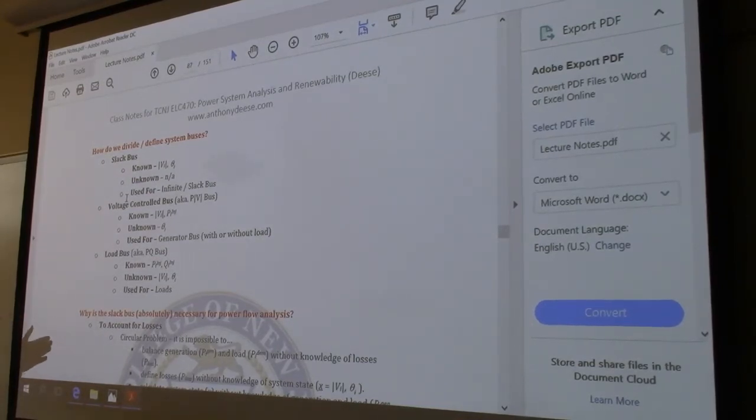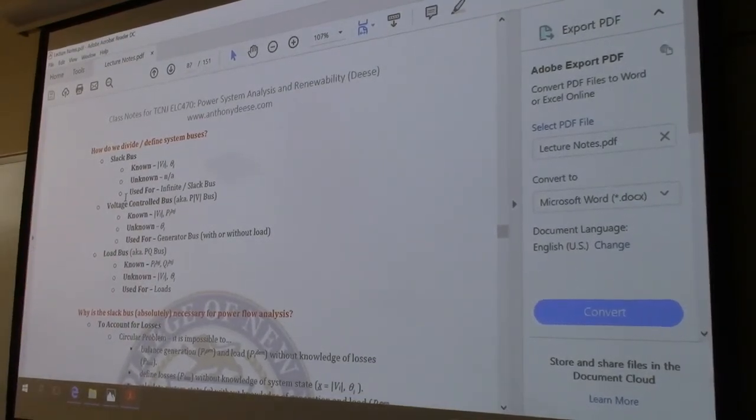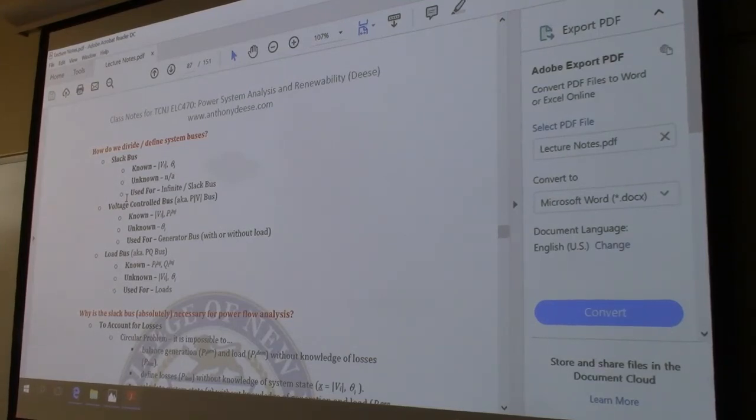So the number of unknowns in the system will be equal to the number of PV buses plus 2 times the number of PQ buses, right? Because we have 1 unknown for each PV bus and 2 unknowns for each PQ bus. So if you look at that 3-bus system that we had in the very beginning, which had 1 infinite bus, 1 PV bus, 1 PQ bus, how many unknowns do we have for that system? We have 3, right? We need to figure out what the voltage angle is at the PV bus, bus number 2, and we have to figure out what the magnitude and the angle are for bus number 3.